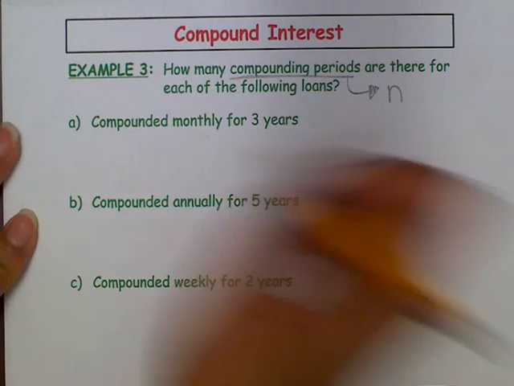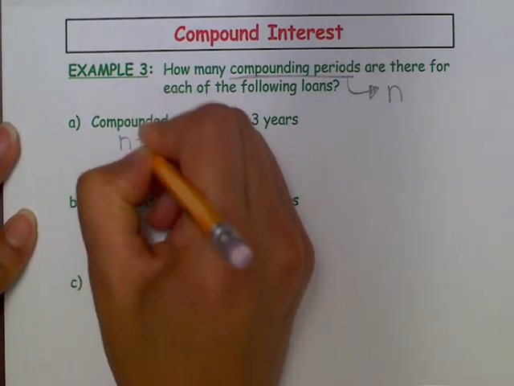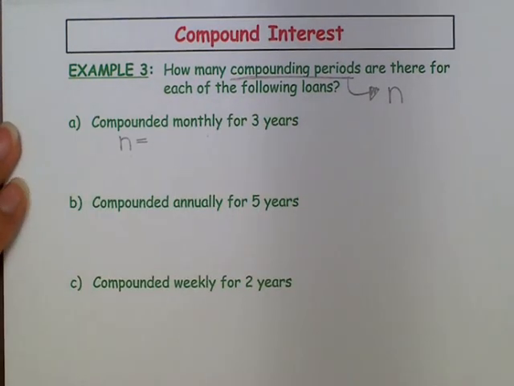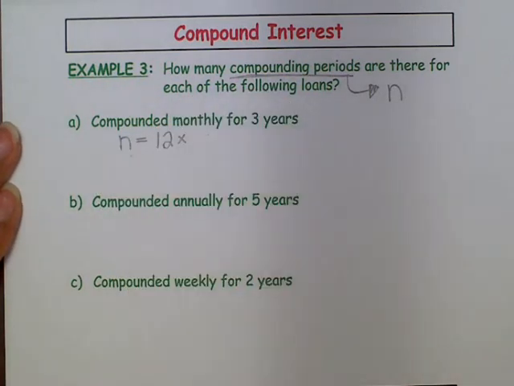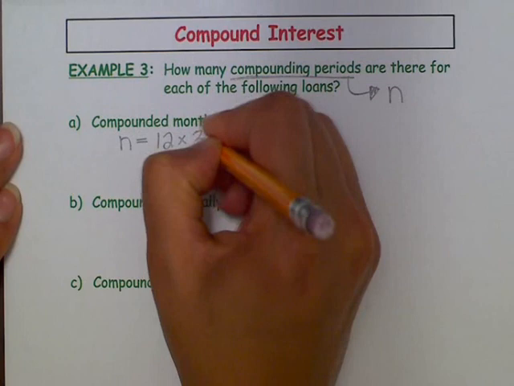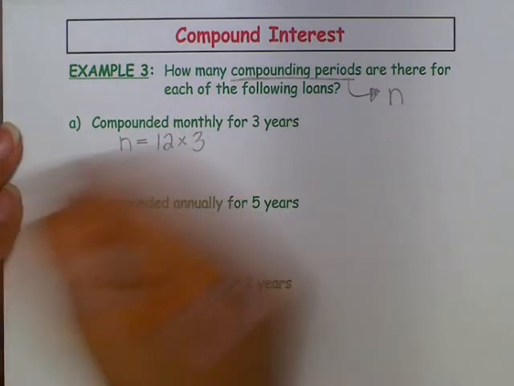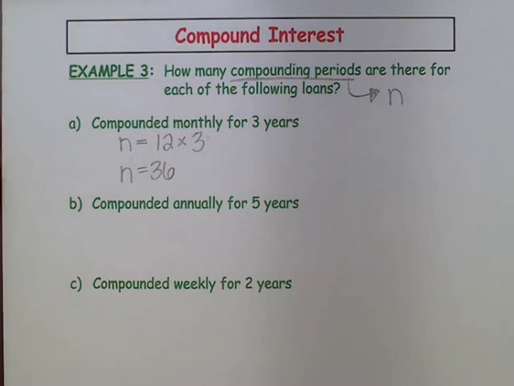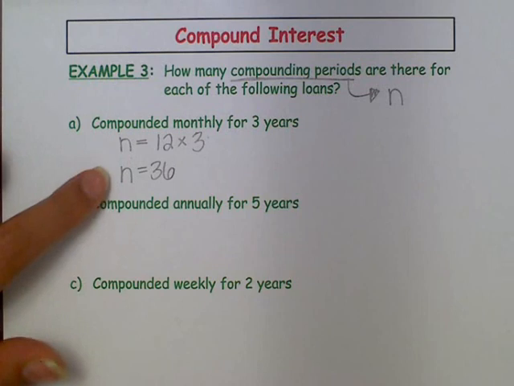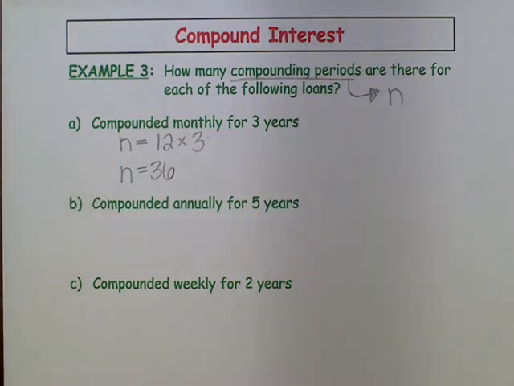Another way is to look at the formula for the number of compounding periods: the number of compounding periods per year, which is 12 in this case, multiplied by the number of years that you're investing for, and that gives you a total of 36 compounding periods. At the end of each month you'll earn interest, so you're going to earn interest 36 times over the span of 3 years.